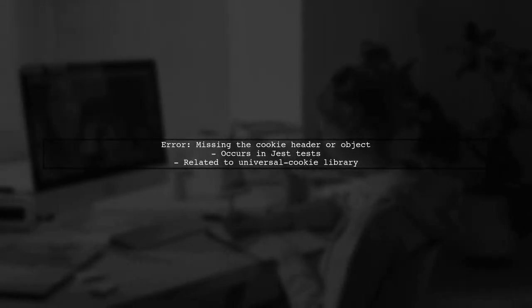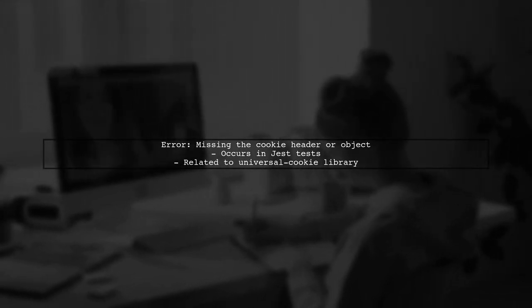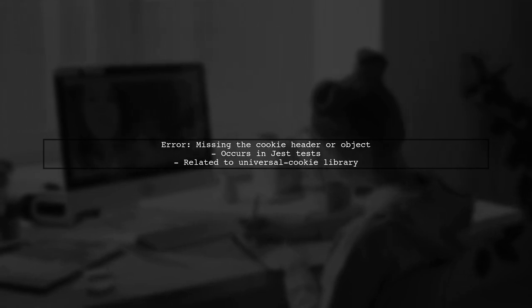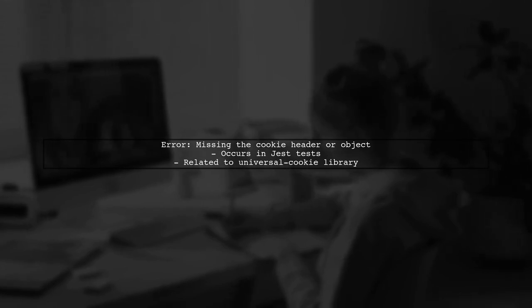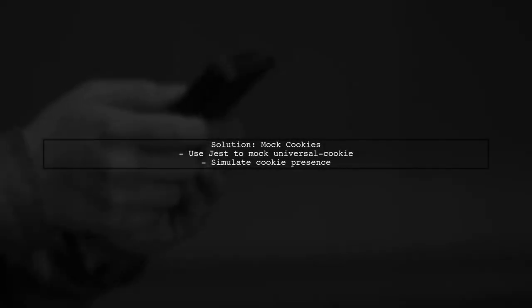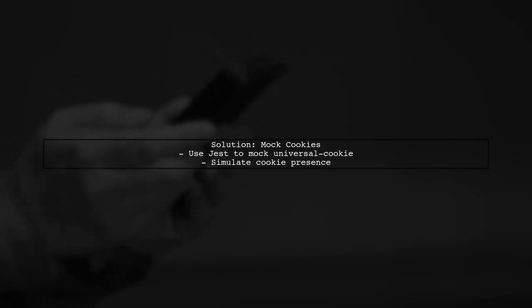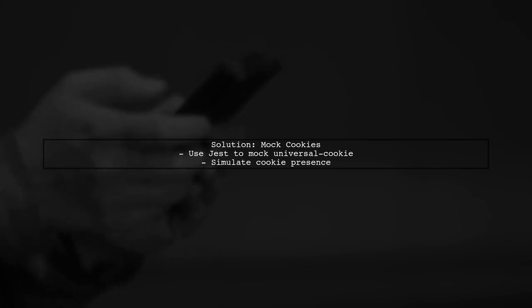The error you're encountering, "missing the cookie header or object," typically occurs when the universal-cookie library is unable to find the cookie context during your tests. To resolve this, you need to mock the cookies in your Jest tests. This will simulate the presence of cookies without relying on the actual browser environment.